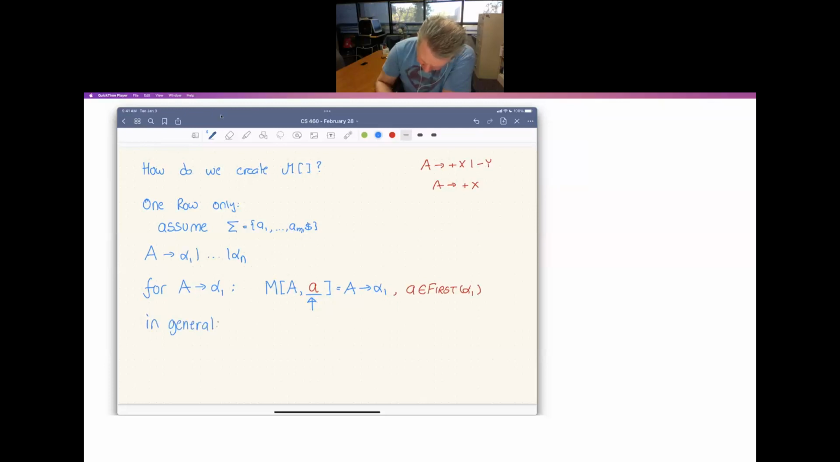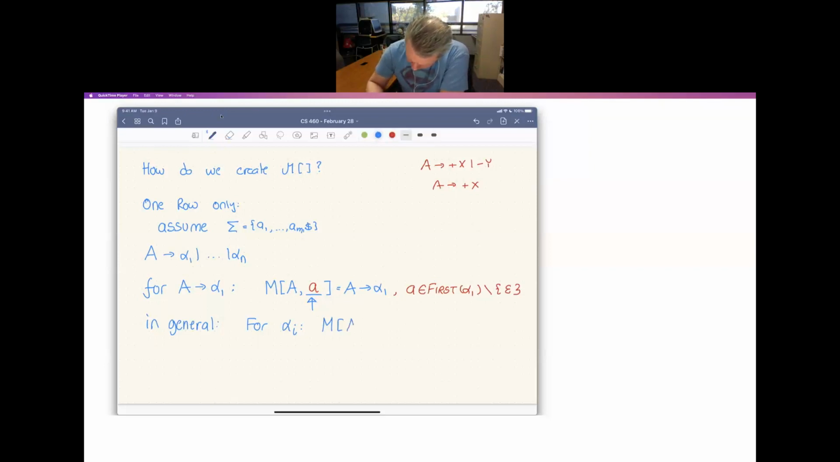In general, for alpha I, m of alpha, oops, one thing up here that I forgot. Better take that epsilon out because there's no epsilon column, right? So we'll have to deal with that. We'll come back to that in just a sec.